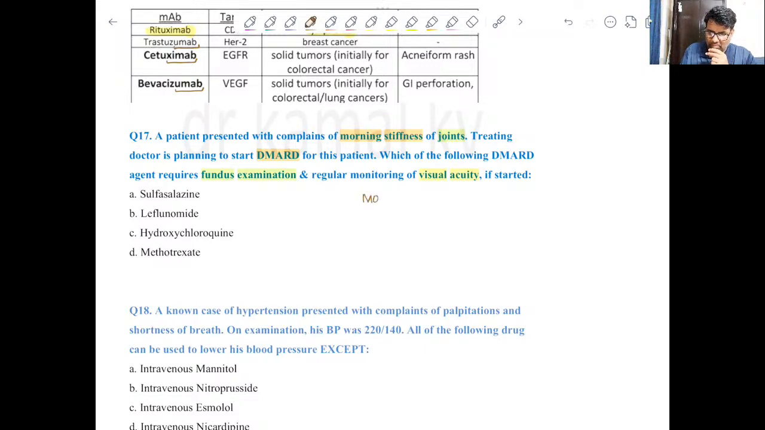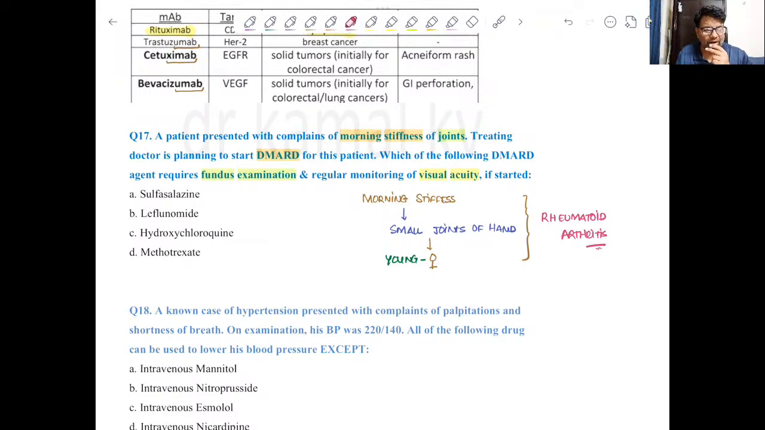So morning stiffness, especially of small joints of hand, particularly in a female, in a young female, you can say. This goes in favor of the diagnosis of rheumatoid arthritis. Clear? So this goes in the favor of the diagnosis of rheumatoid arthritis.